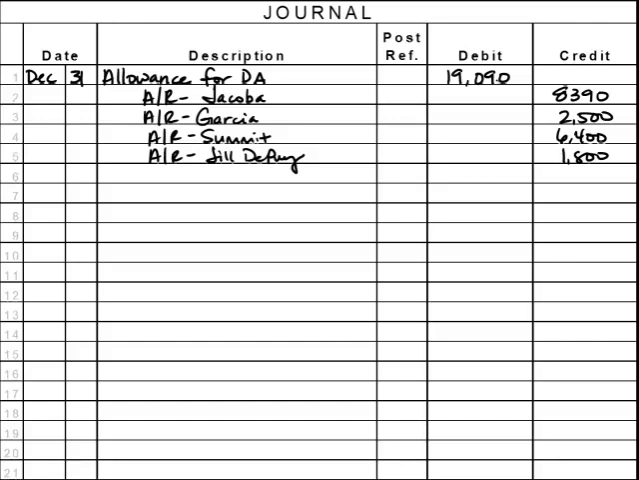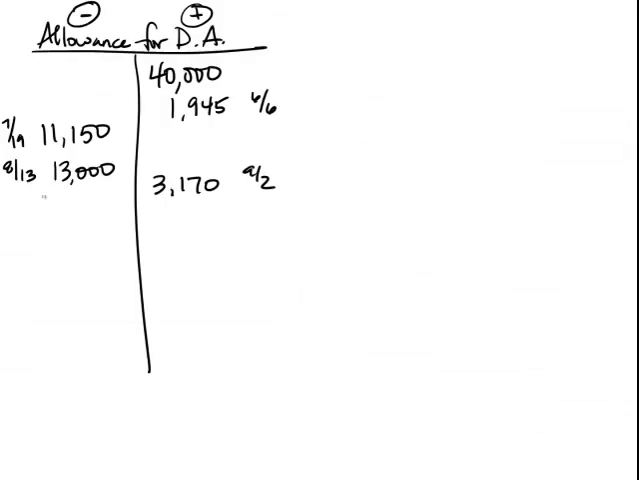And this is common for the end of the year. You know, we're about to report our financial statements for the year. Our balance sheet needs to be an accurate representation of what is owed to us in the accounts receivable account. So this is common to do at the end of the year. The debit needs to be posted to allowance for $19,090.